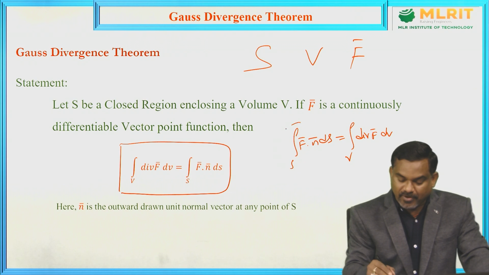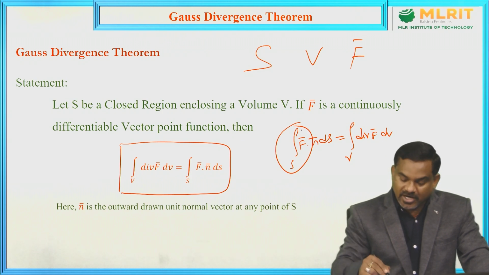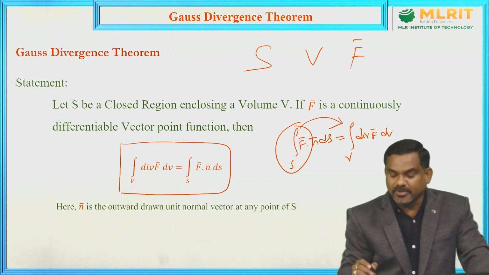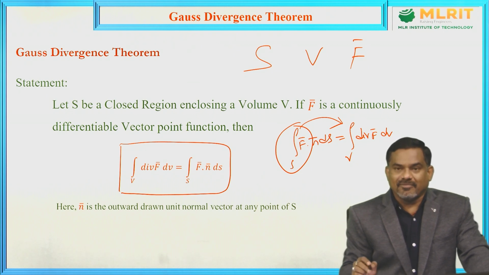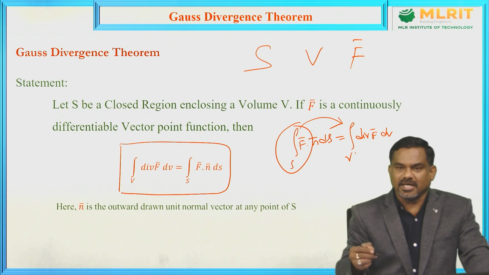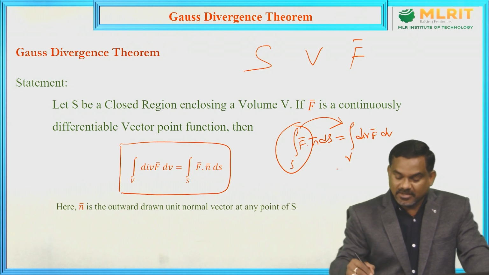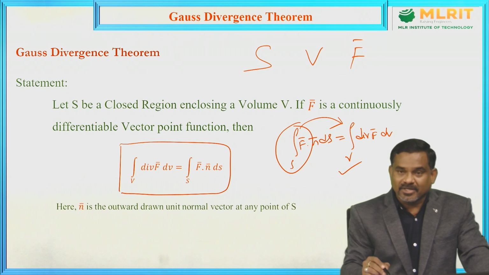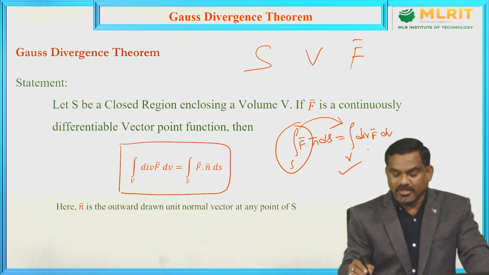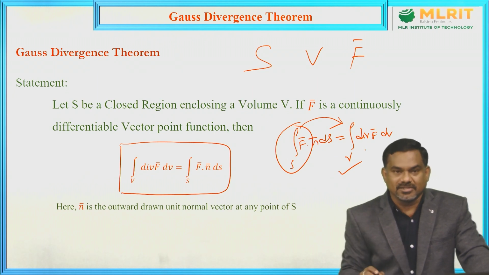So instead of finding a surface integral, we can transform it into a volume integral and evaluate the triple integral. Evaluation of a triple integral is easier when compared to a double integral, because if you know the limits, z in terms of x and y, y in terms of x, and x in terms of constants, it is very easy to evaluate a volume integral. That's why we transform the given surface integral into a volume integral with the help of Gauss Divergence Theorem.